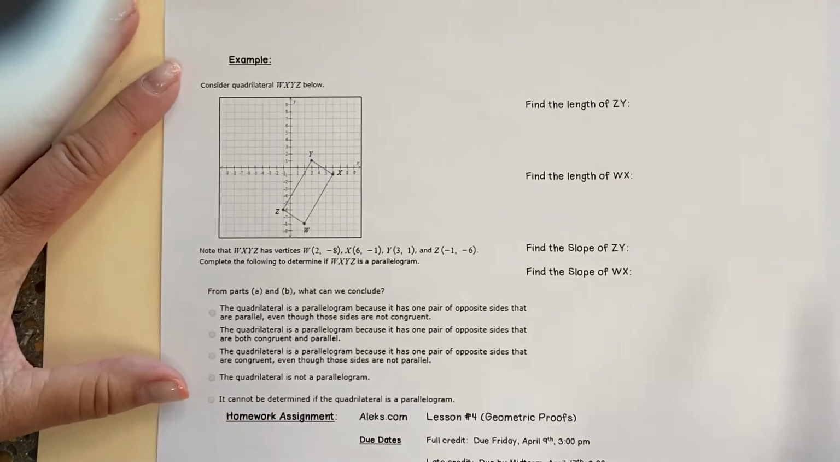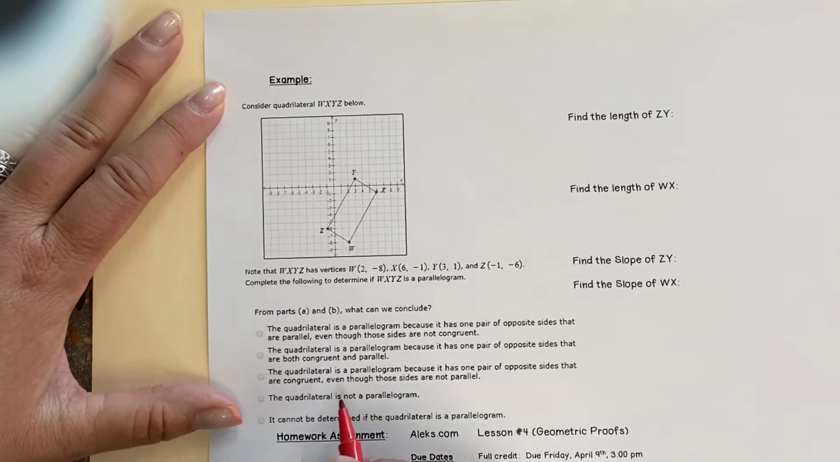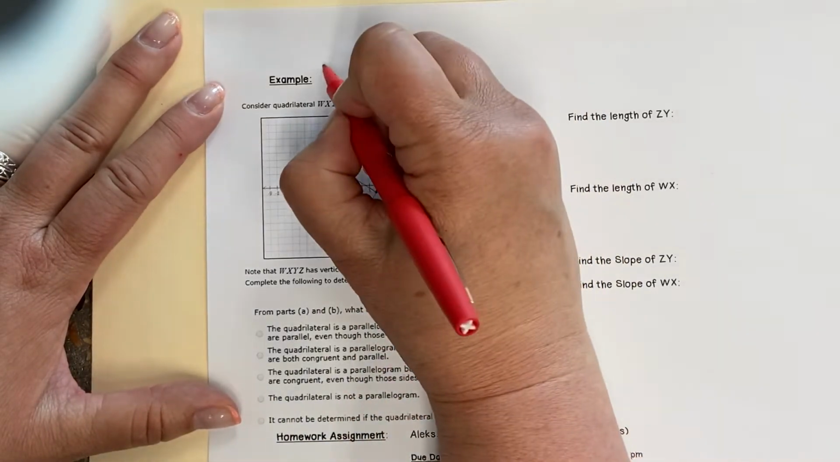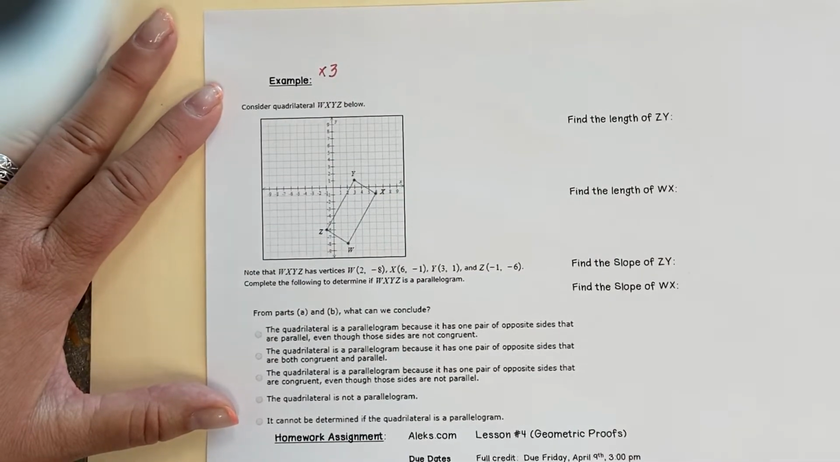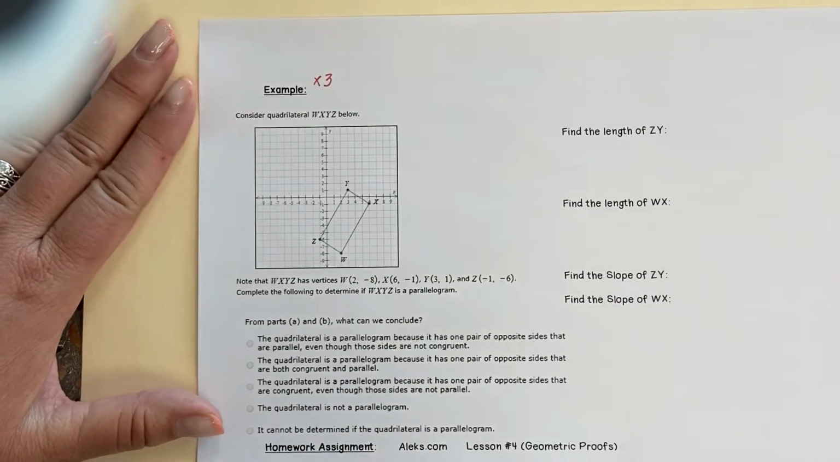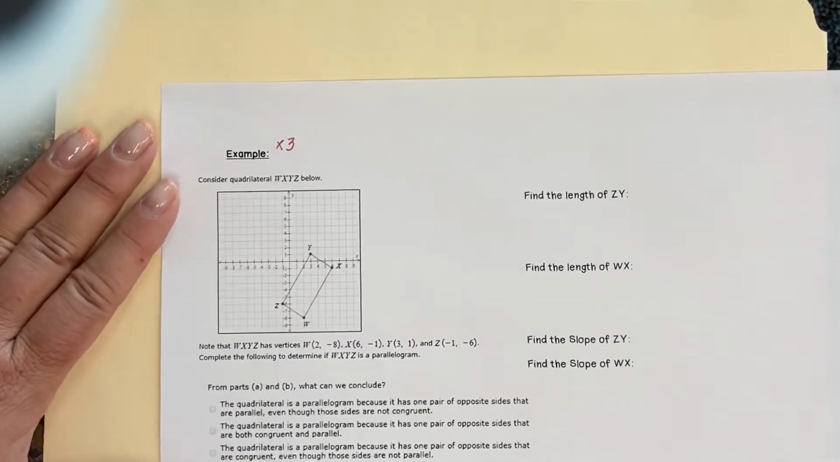So, I got this example off of Alex. On your Alex, you're going to be doing 3 of these, so I'm going to write times 3. They're all kind of the same, just a little bit different. But here's what you're trying to do.